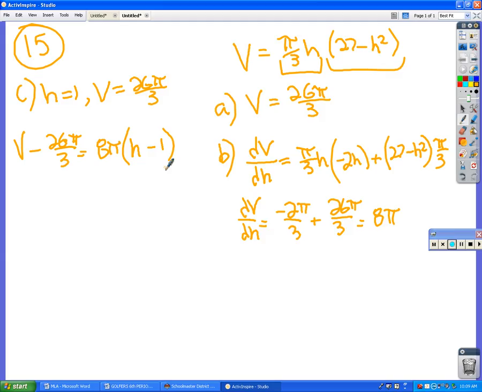Okay? What is 26 pi over 3 as a decimal? 27.23. Okay, so with the tangent line approximation, you can only do it with values that are close to the ones where you have the tangent line for it in the first place. And so this will work because this is 27.23. They want us to do it for a volume of 25 cubic inches. Those are close enough, so this will be an approximation.